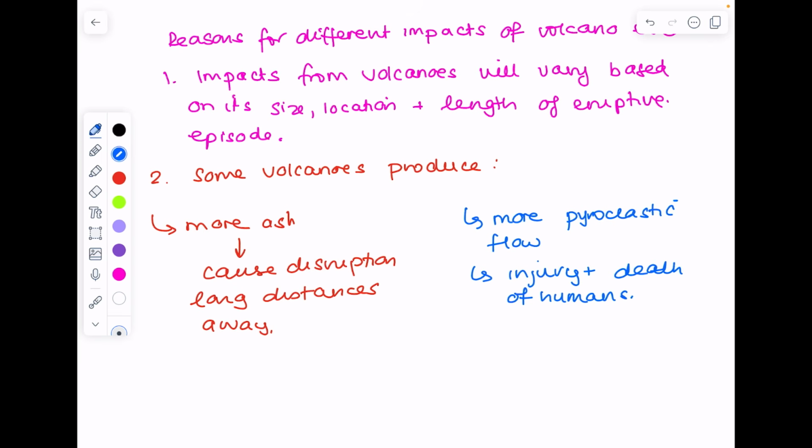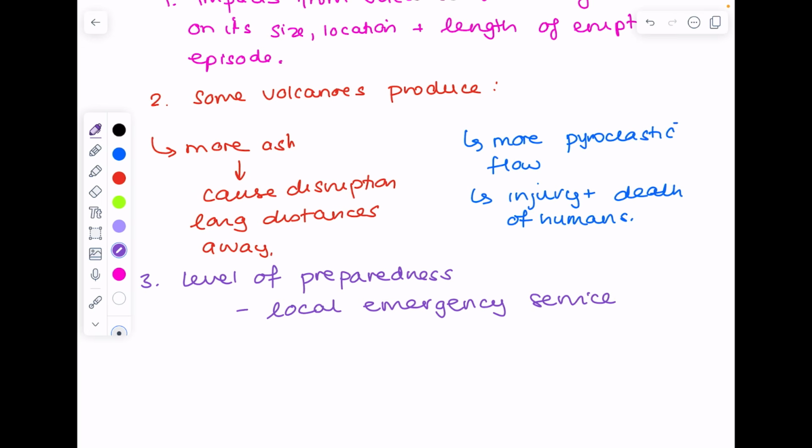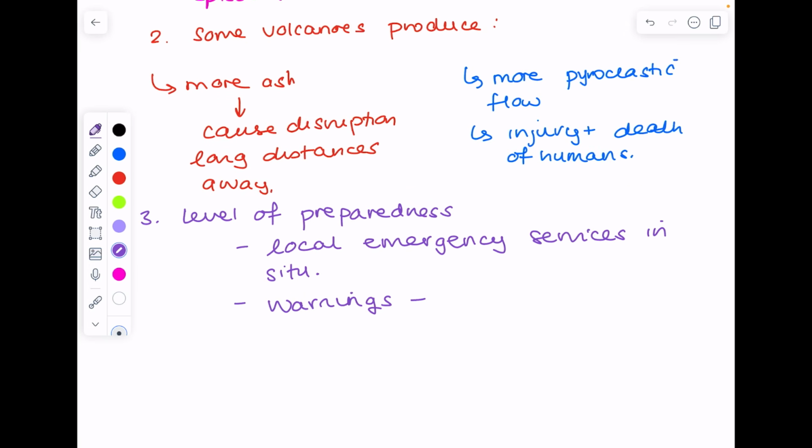The impact of a volcano will depend on how much preparation has taken place beforehand, how much warning they got that it was going to happen. So level of preparedness. Local emergency services in situ, so waiting to come and rescue people, as well as warnings telling people to evacuate. That will reduce the number of deaths from the volcano.